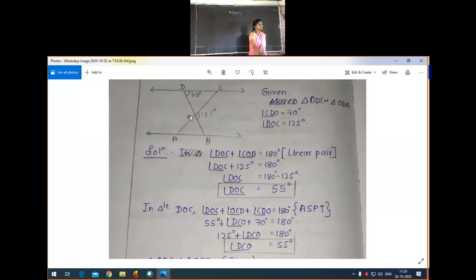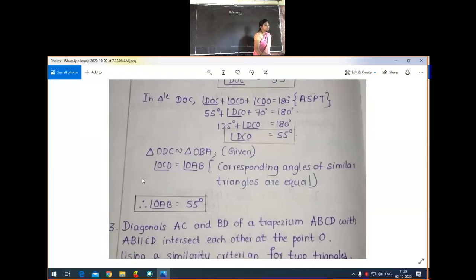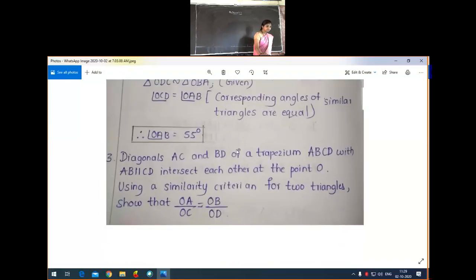Whenever we are discussing the congruency of triangles, imagine cutting this and bringing it over to this side and overlapping, which side falls on which side, which angle falls on which angle. That type of thinking you have to take. So angle OCD is equal to angle OAB. Corresponding angles of similar triangles are equal. Therefore OAB is also equal to 55 degrees. Is that clear, students? Yes.